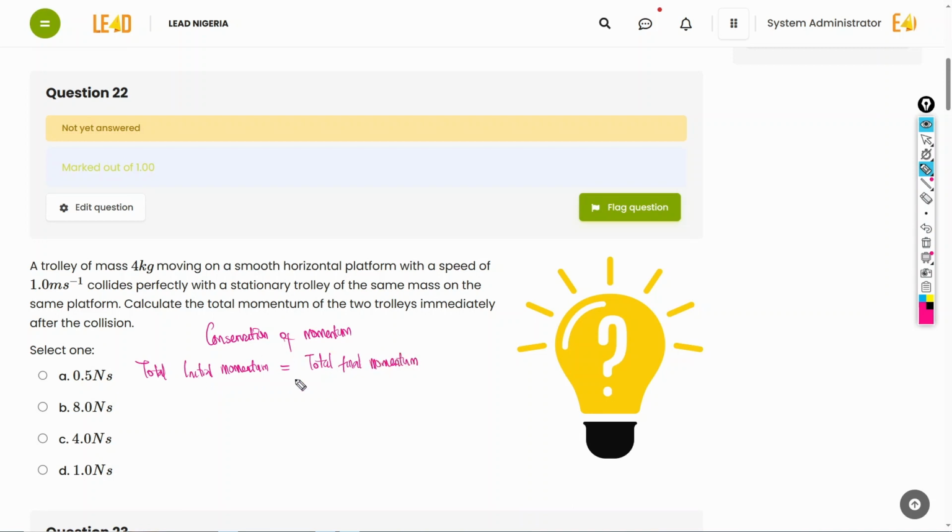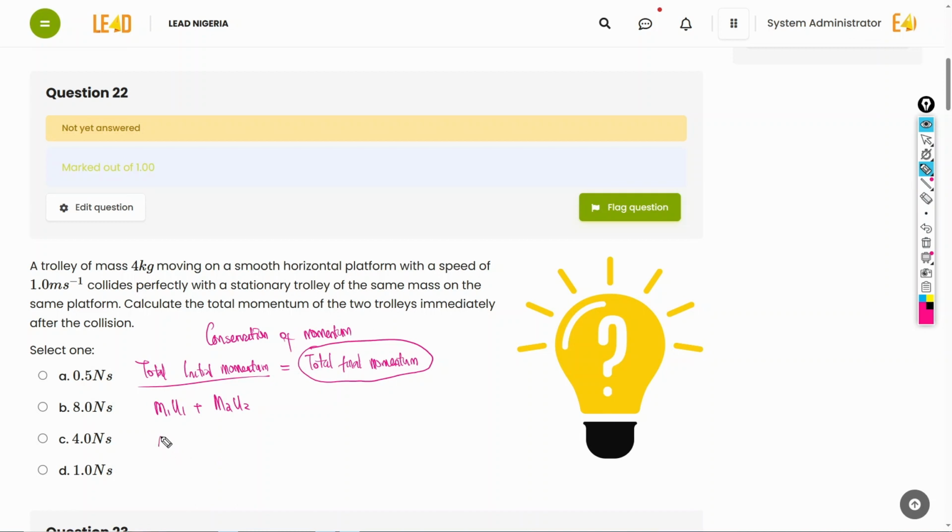Right, so this is what we usually interpret: the m1u1 plus m2u2 is equal to m1v1 plus m2v2 formula. But what we have here right now is we're just asked for the total momentum. So if they're asking you for this, why not just solve for this since they're equal? All right, so it's just going to be m1u1 plus m2u2. That's all you need to find, and that would be equal to everything on the other side.